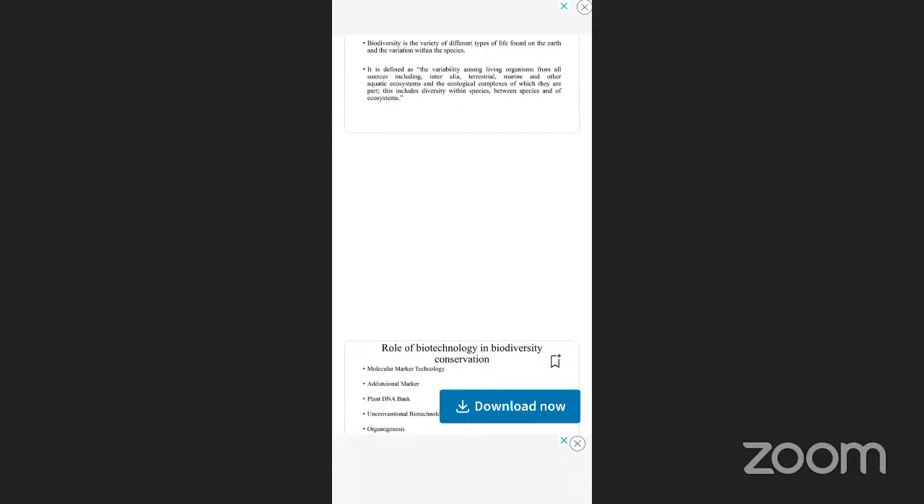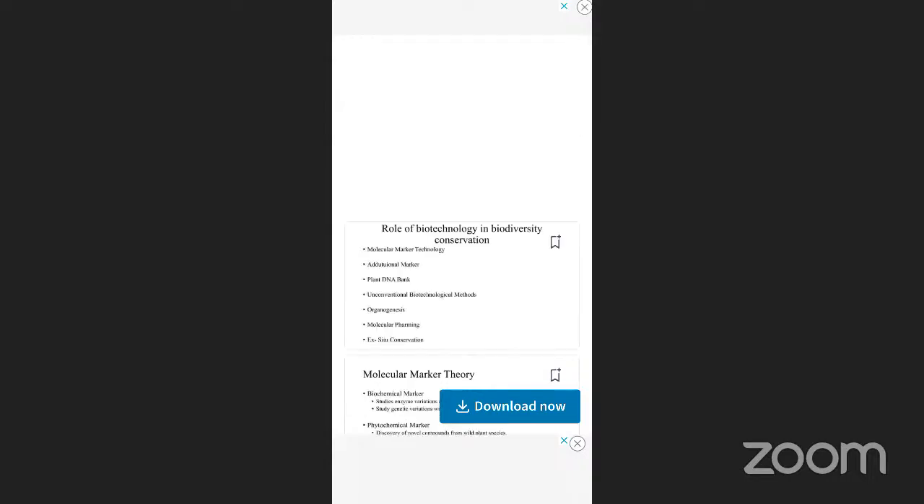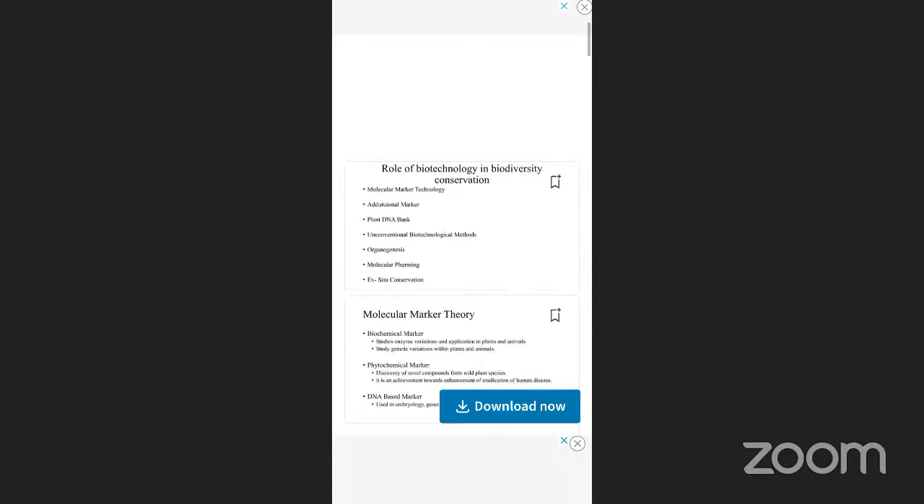What is the role of biotechnology in biodiversity conservation? Molecular marker technology, abundant markers, plant DNA banks, unconventional biotechnological methods, organogenesis, molecular farming, ex situ conservation.